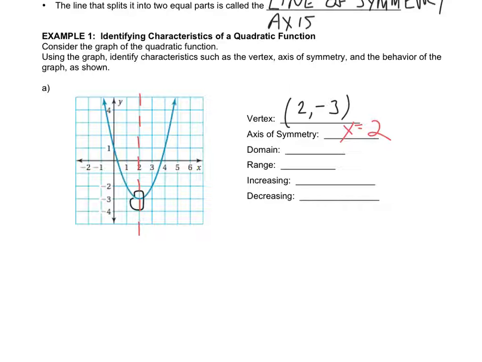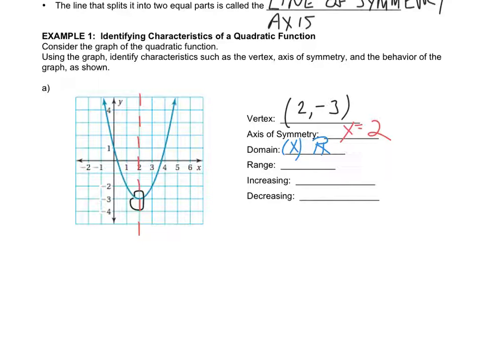Domain we've talked about in the past. Domain is what are the numbers that we are able to plug in. Those are our x values, remember? And in this case, we don't have any restrictions. We can plug anything we want in to see what comes out. So this would be all real numbers with that notation if we want to use that. All real numbers is good there.